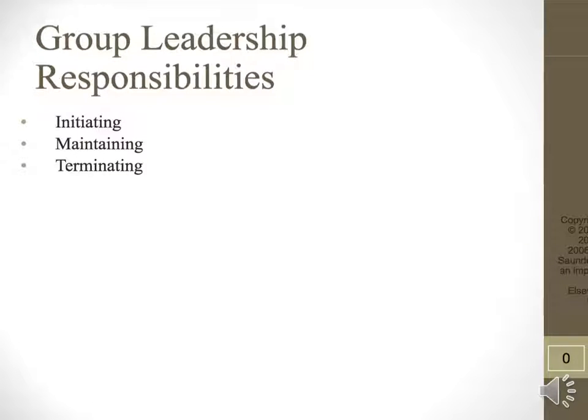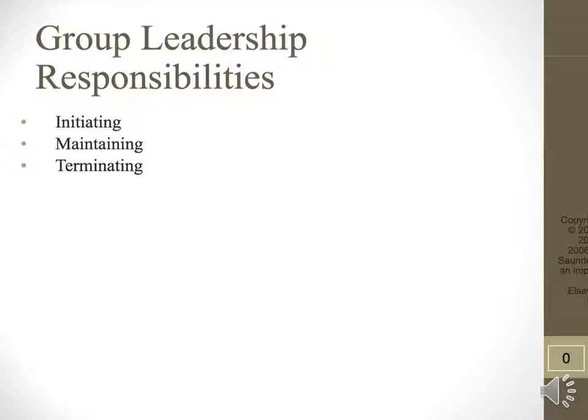When you think about the leadership responsibilities, the group leader is going to be the one that's initiating, maintaining, and terminating the group. So they have to kind of command attention. They have to make sure they structure everything, make sure it's the appropriate size, know what the purpose is of the meetings, make sure that the time is defined so everyone knows that this is our meeting time.